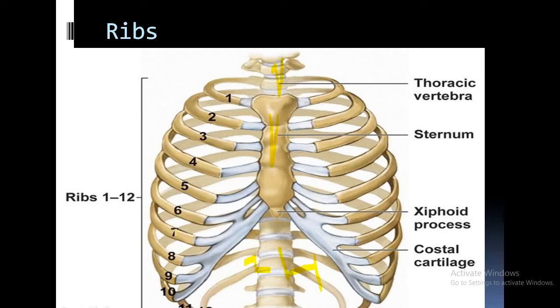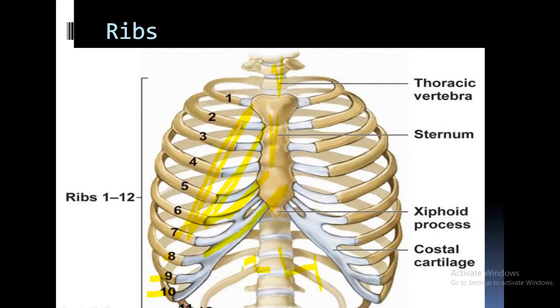So there are 12 pairs of ribs. The first 7 pairs of ribs are known as true ribs because they are attached to the sternum through hyaline cartilage. So they are directly attached to the sternum. Whereas the 8th, 9th and 10th pairs of ribs are known as false ribs because they are not directly attached to the sternum. They are attached to the 7th rib and then it is attached with the sternum.